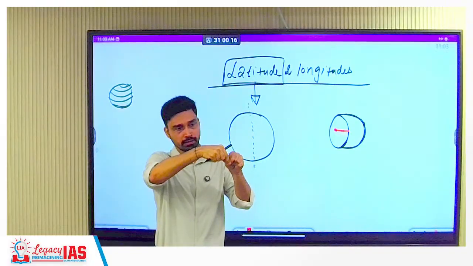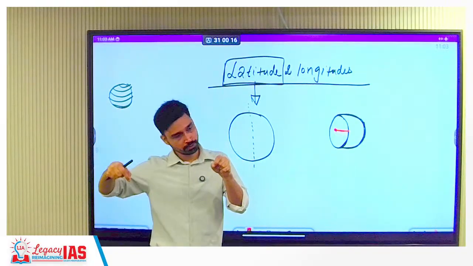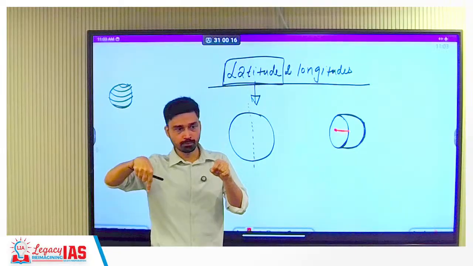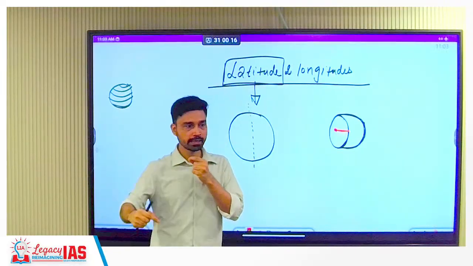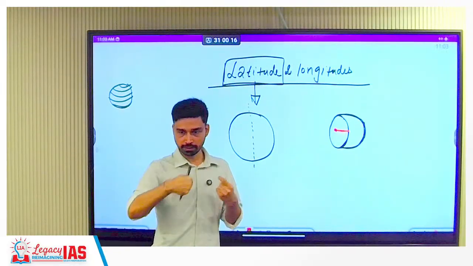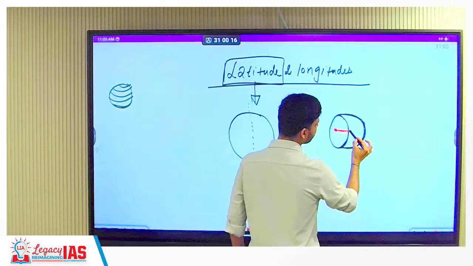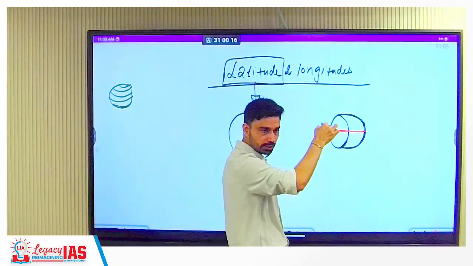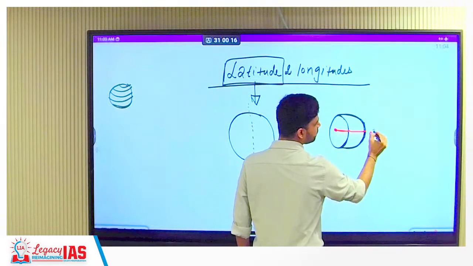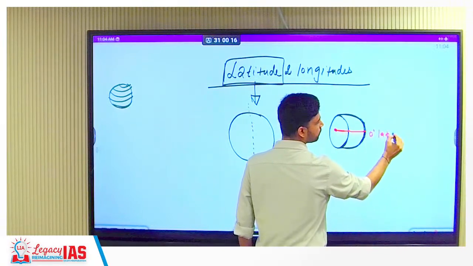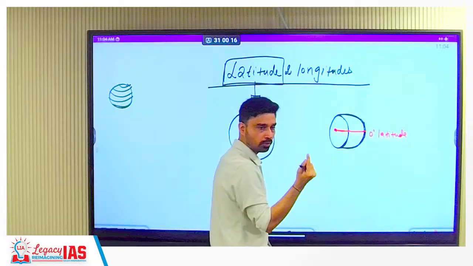You are moving a knife from the center of the watermelon to the edge. Okay, and then you make a point here. Take that point as a reference and draw a line all around on the surface. This becomes what? 0 degree latitude on the surface.